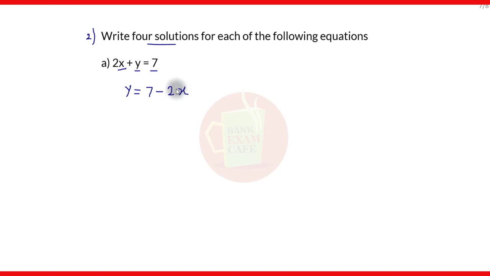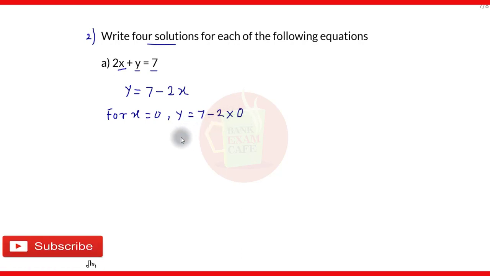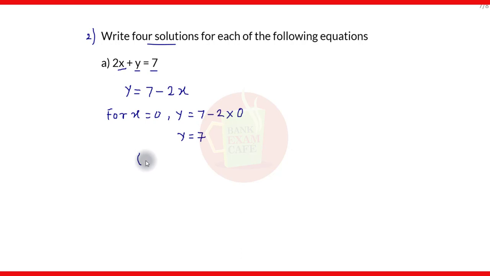Now we will assume the value of x. For x is equal to 0, we will find the value of y. So y will be equal to 7 minus 2 multiplied by 0, since we are taking x as 0. 2 into 0, 2 zeros are 0. So 7 minus 0 will be 7. So we got y is equal to 7, and we get the first set of solution: for x equal to 0, the value of y will be 7.